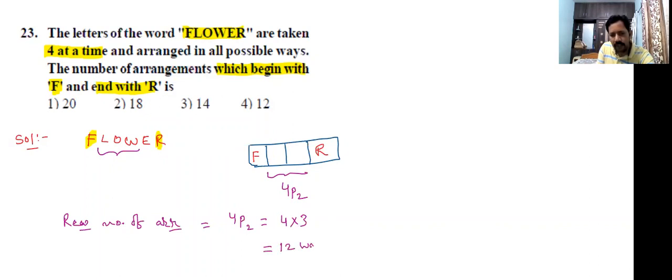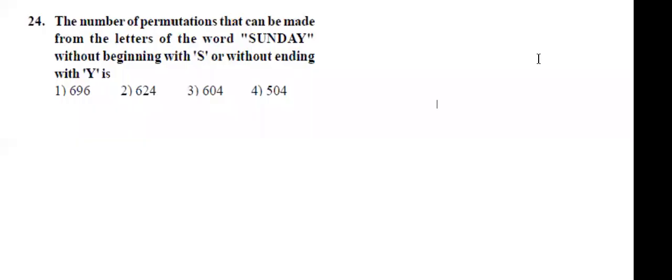This is the answer. Which option is correct, students? Fourth option. F and R, those letters are fixed. It is possible to fill only one way. 1 into 4P2 into 1. That is 12 ways.